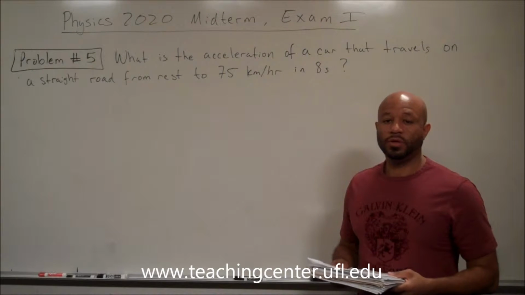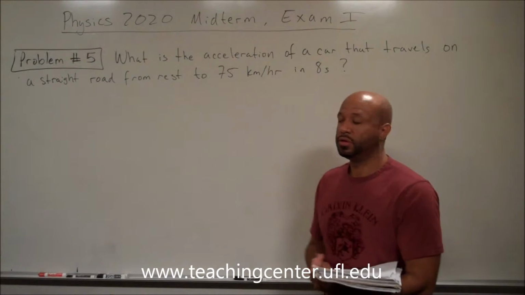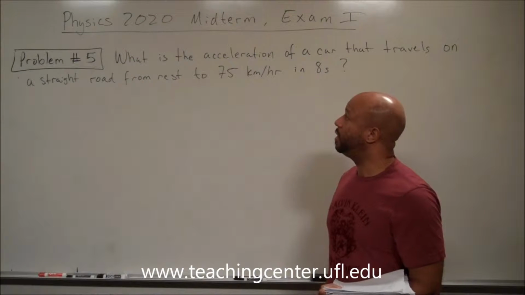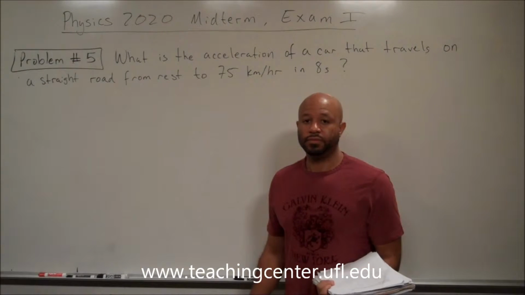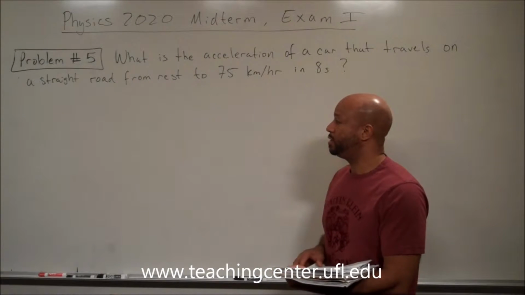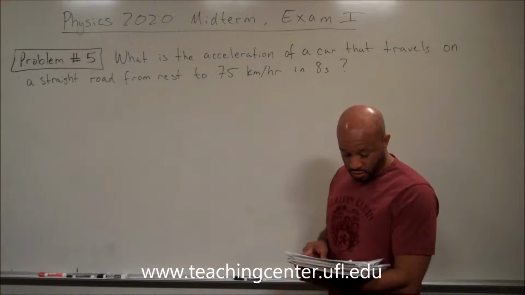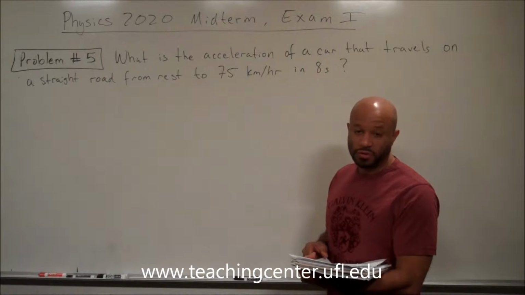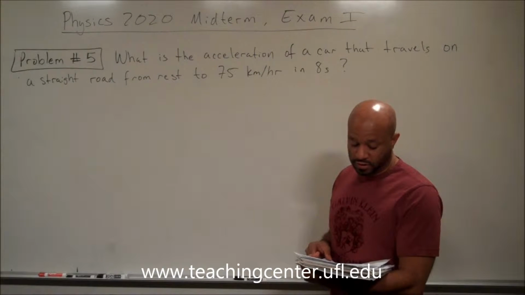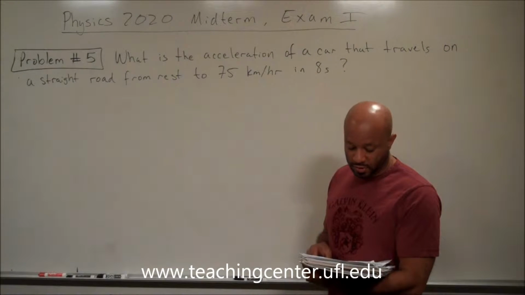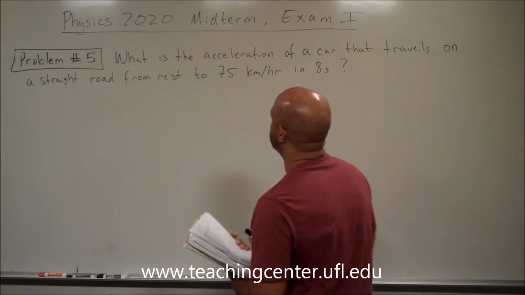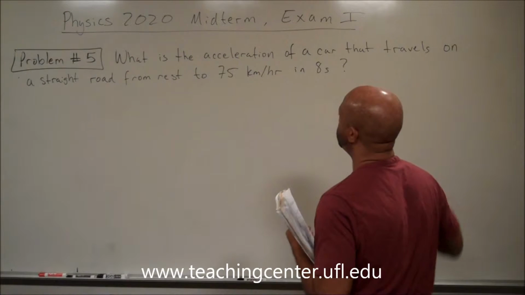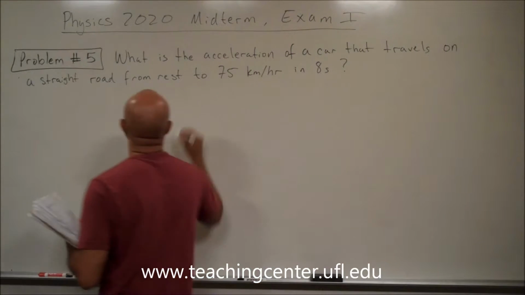Alright, so now I'm going to work through problem number 5 in the Physics 2020 Midterm Exam 1. In this particular problem it says, what is the acceleration of a car that travels on a straight road from rest to 75 kilometers per hour in 8 seconds? Alright, so we are trying to find the acceleration.